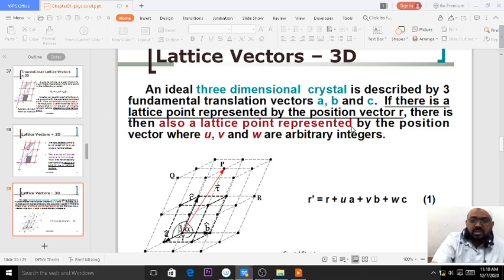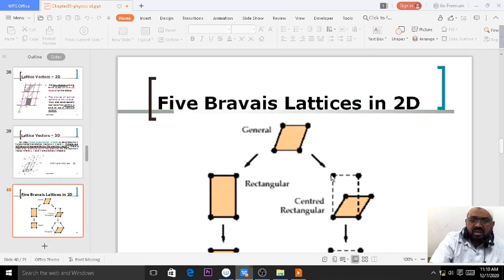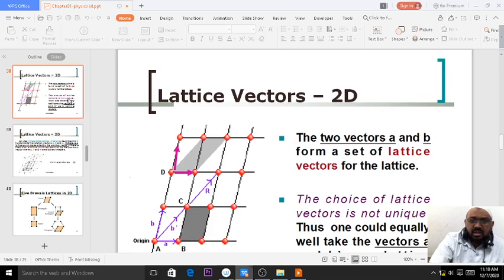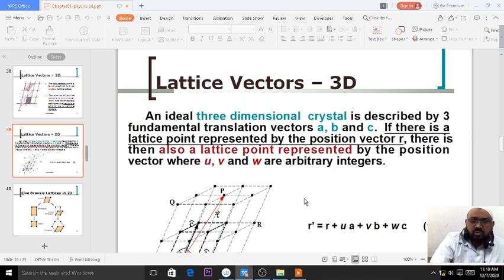And all these lattice points are represented by position vectors. So when you talk about 3 dimensions, we take 3 numbers u, v and w. These are nothing but what we call arbitrary integers. Arbitrary means they have some particular constant value. So in 2 dimensions, in the previous figure, we had lattice vectors 2-dimensionally. In this one we have a 3-dimensional lattice point.